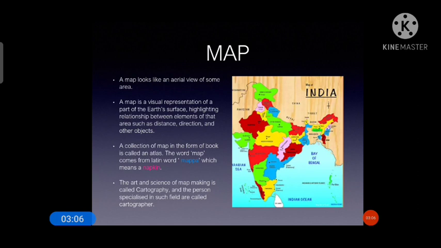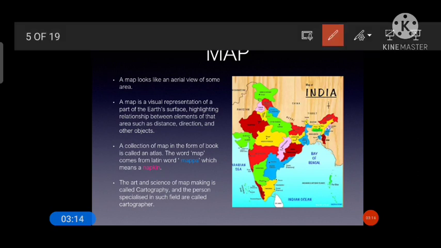Okay. Now, a collection of maps in the form of a book is also known as an atlas. This is important. So a collection of maps in the form of a book is also known as an atlas. Now the word map comes from a Latin word, mappa. Now what does mappa mean? Mappa means napkin. So the word map is derived from a Latin word called mappa, and the meaning of mappa is napkin.